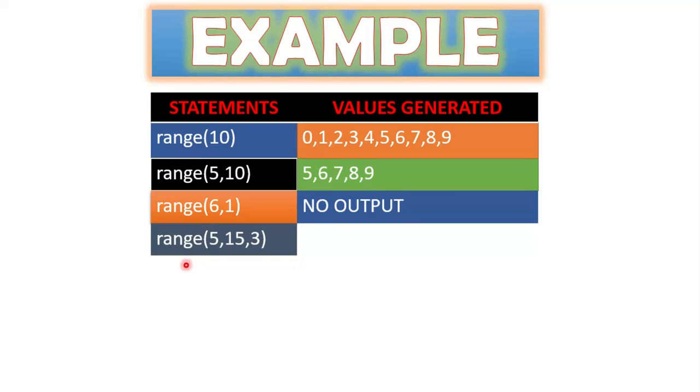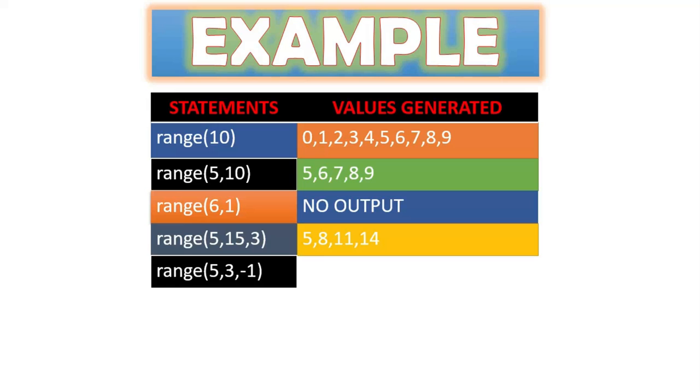Now here my starting point is 5, my ending point is 15, and I want an increment of 3, not 1. So what will be the output? First value will be 5, then the increment will be 3, then 5 plus 3 is 8, then next value will be 8 plus 3 is 11, then 11 plus 3 is 14, then 14 plus 3 is 17, और जो आपका रेंज में इंक्लूड नहीं है. सो दिस विल बी माई फाइनल रेंज 5, 8, 11 and 14.